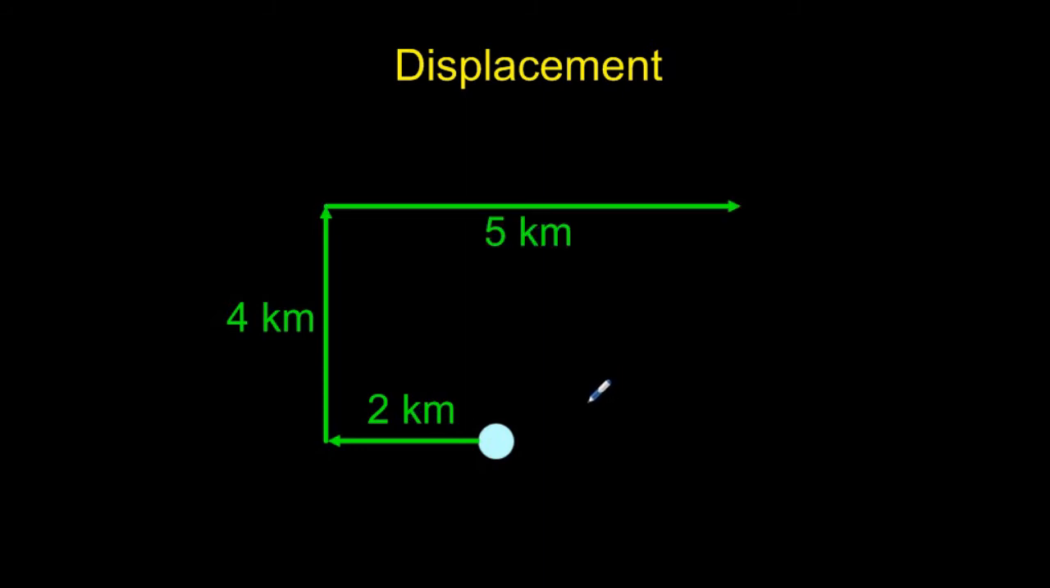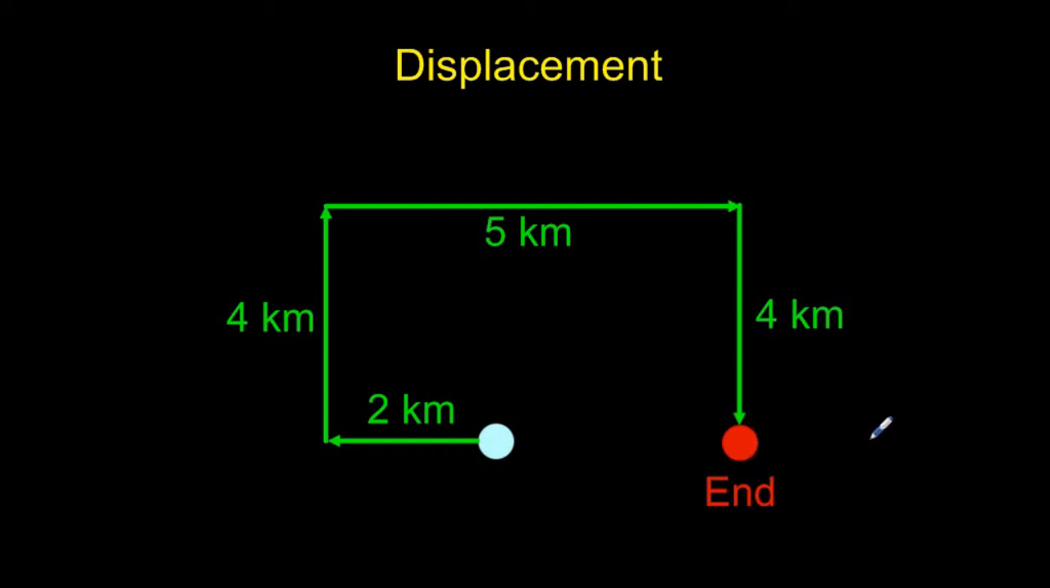Let's go 5 kilometers to the east. Notice that this one is about 2.5 times as long as this one, as it should be, because 5 is 2.5 times as long as 2. And we're going to make one more trip. We're going to go south 4 kilometers, and we're going to end.